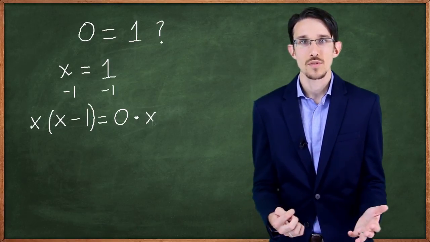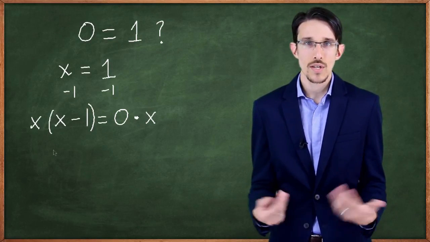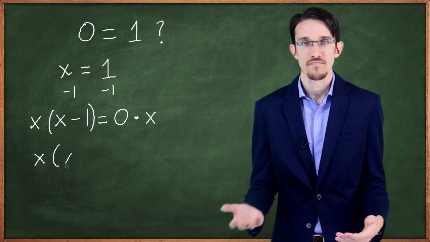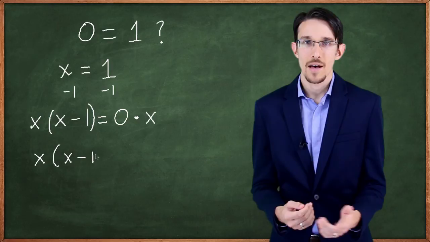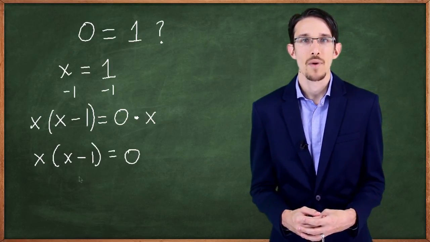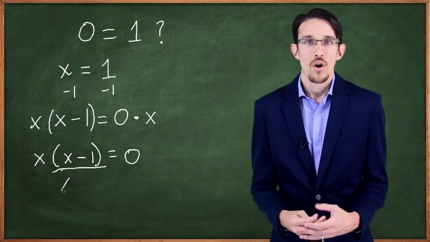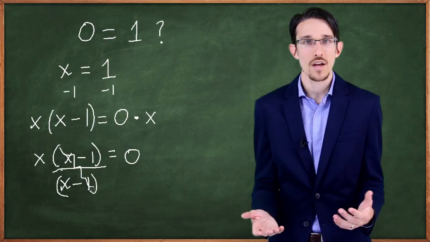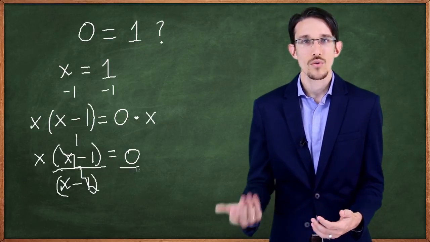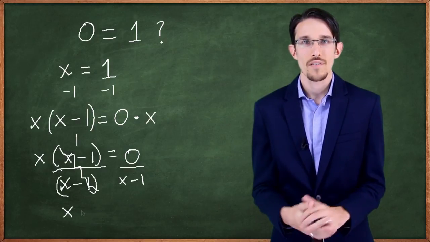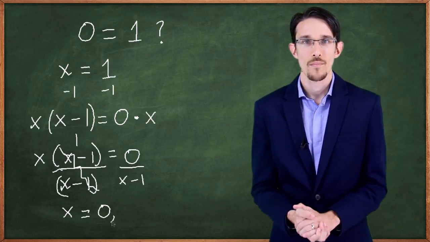Of course, x times 0 is just 0, so we can simplify our equation to say x times the quantity x minus 1 equals 0. Last step. Now we're going to divide both sides of the equation by x minus 1. On the left side, the x minus 1's will cancel, leaving us with just a 1 times the x. On the right side, 0 divided by anything is 0. So we have x equals 0.